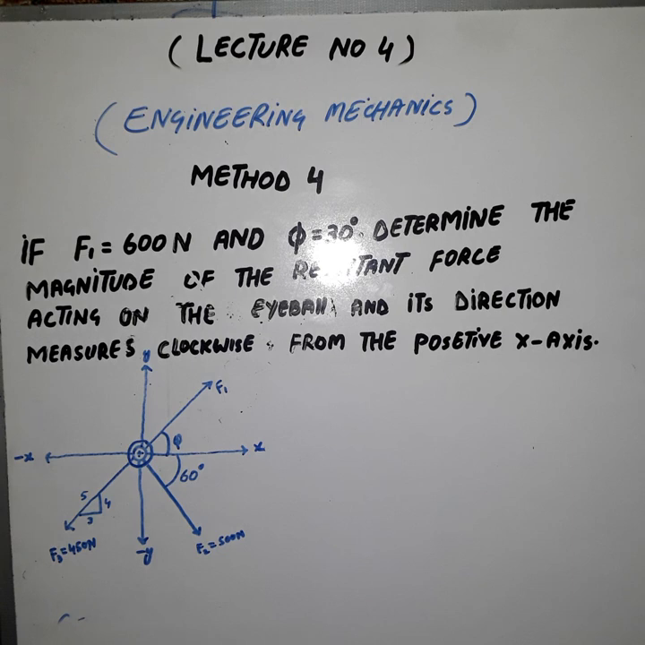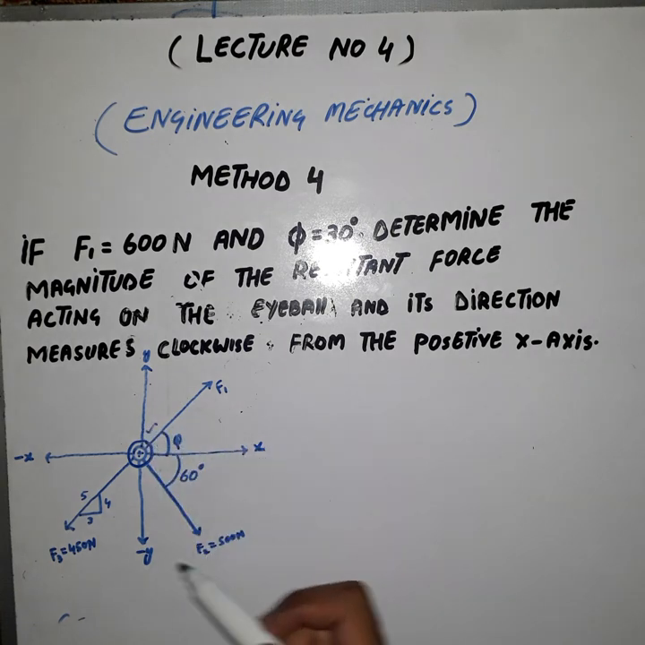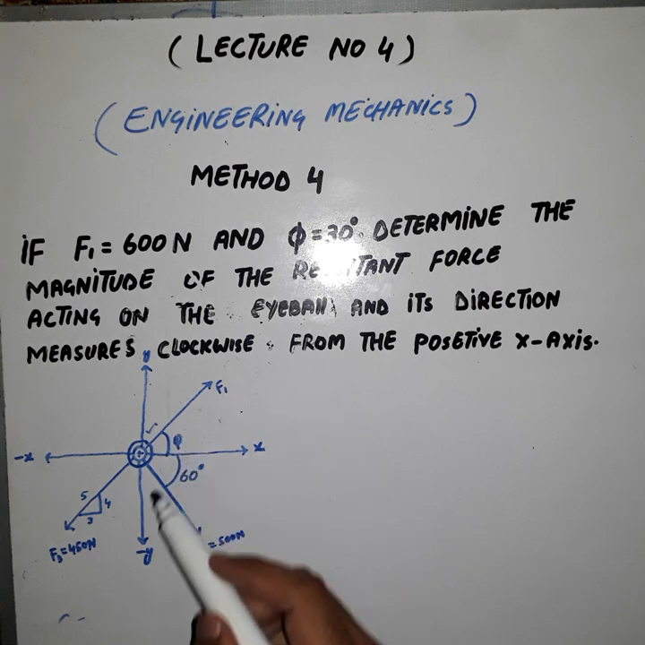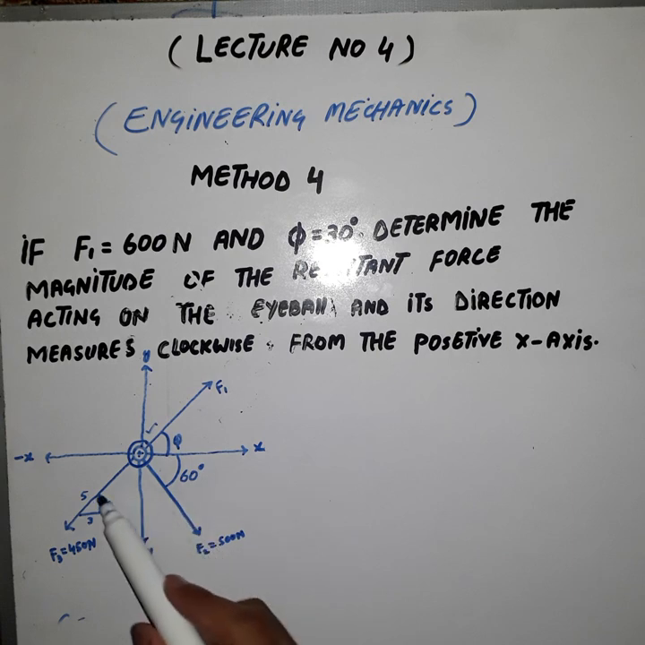In this question, three forces are acting on a body. This is our eyeball, and the three forces acting on the eyeball are F1, F2, and F3. The angles are given for each force. This is phi, this is 60 degrees, and we can calculate this using sine and cos theta. So first of all, let's understand the question.